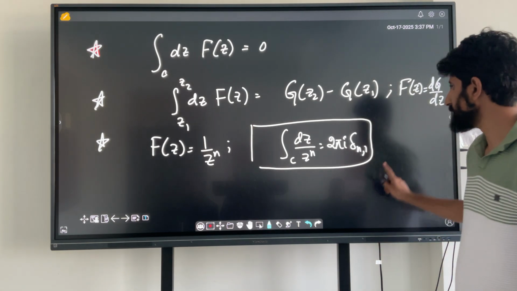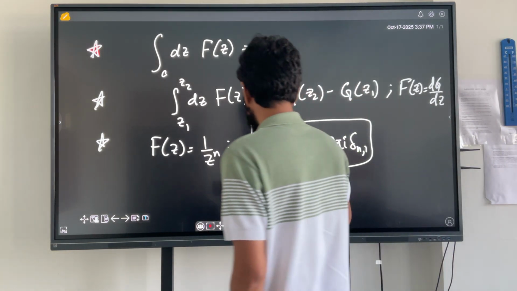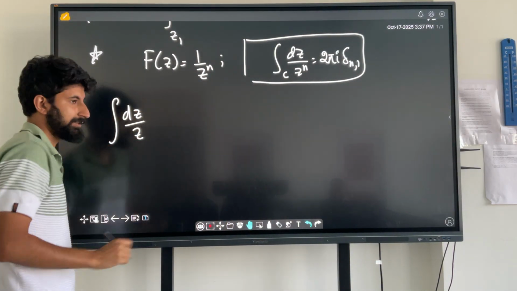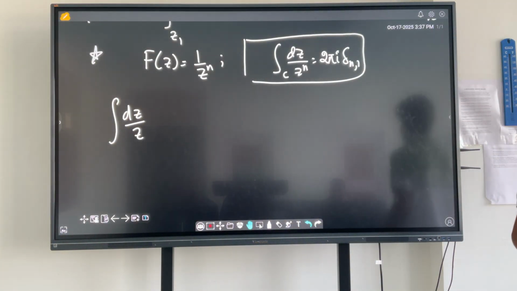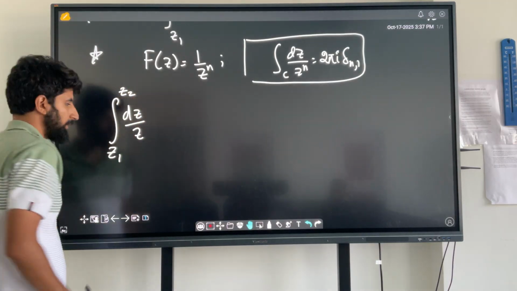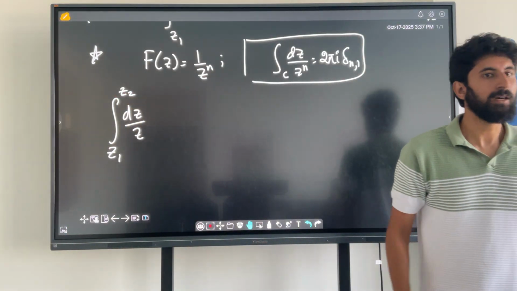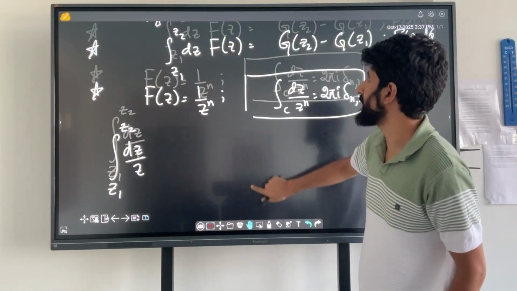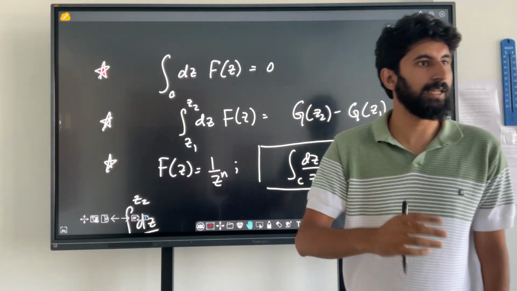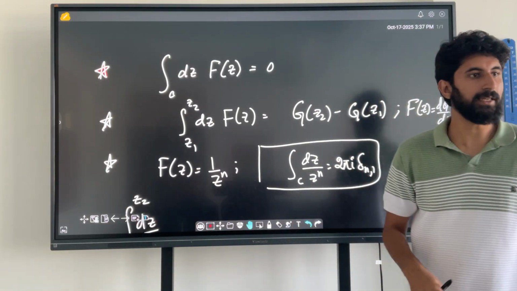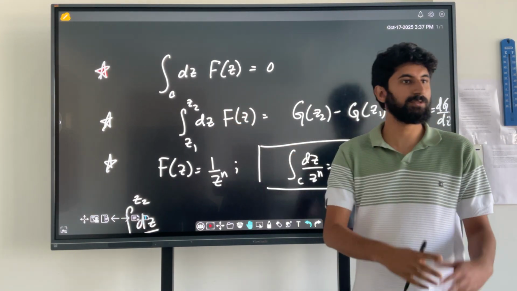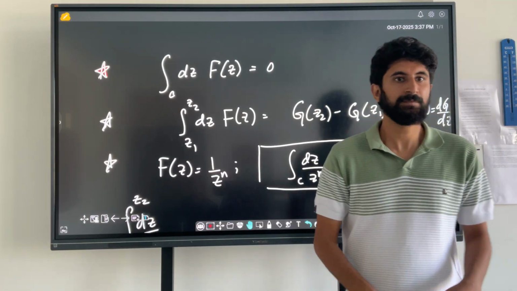Good. Let's consider this integral again. Now instead of doing it over a loop, let me put some limits, some z1 to z2. How do I think of this integral? Earlier we could just get away with treating it as a real function and doing the integral as if it were a real function. That's because the integrand f of z was analytic everywhere, so path didn't matter.